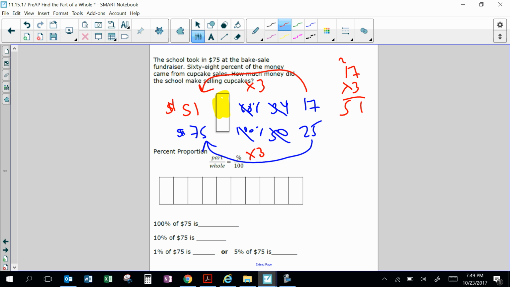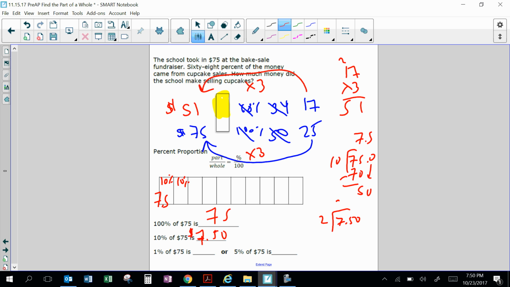Now let's use mental math to help us. This represents 100% or $75. 100% of $75 is $75. What would 10% be? If each section is 10%, because I divide it by 10, what's 75 divided into 10 groups? 75 divided into 10 groups is 7, and next decimal 0, 7.5, or $7.50. So what would 5% be? 10% is $7.50. So 5% is half of that, which is $3.75.